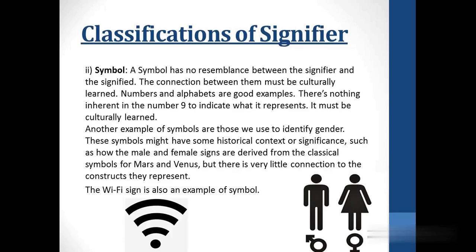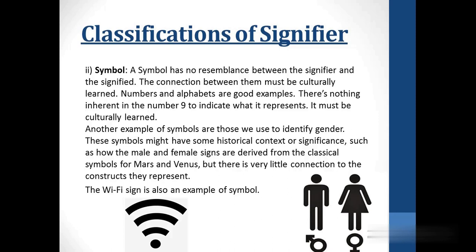The second one is symbol. A symbol has no resemblance between the signifier and the signified. The connection between them must be culturally learned. Numbers and alphabets are good examples. There is nothing inherent in the number 6 to indicate what it represents. It must be culturally learned.